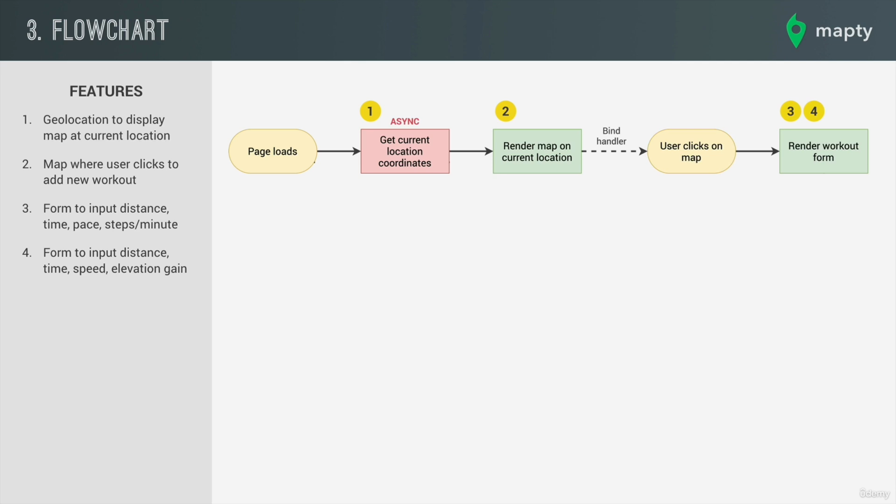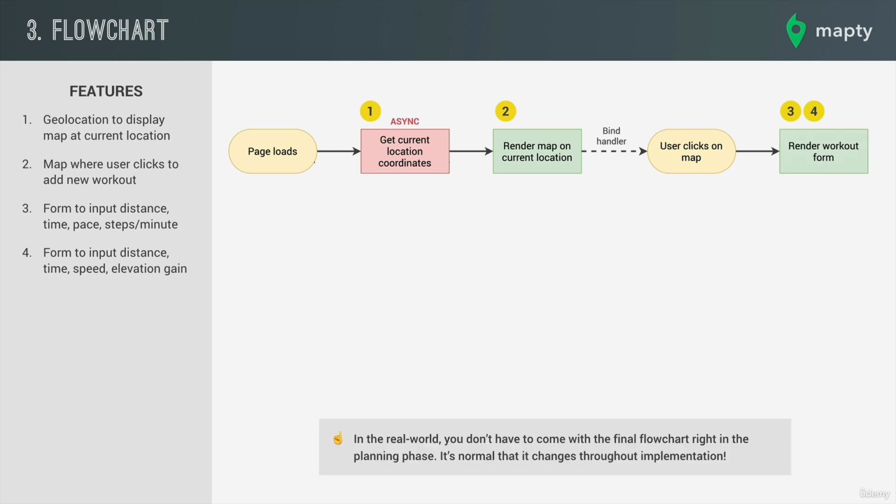So here in this flowchart, as you see, the yellow parts are the actions, and the green parts is basically when we render something on the user interface. And in red, I have marked operations that happen asynchronously. And what that means, we will see in the next video.